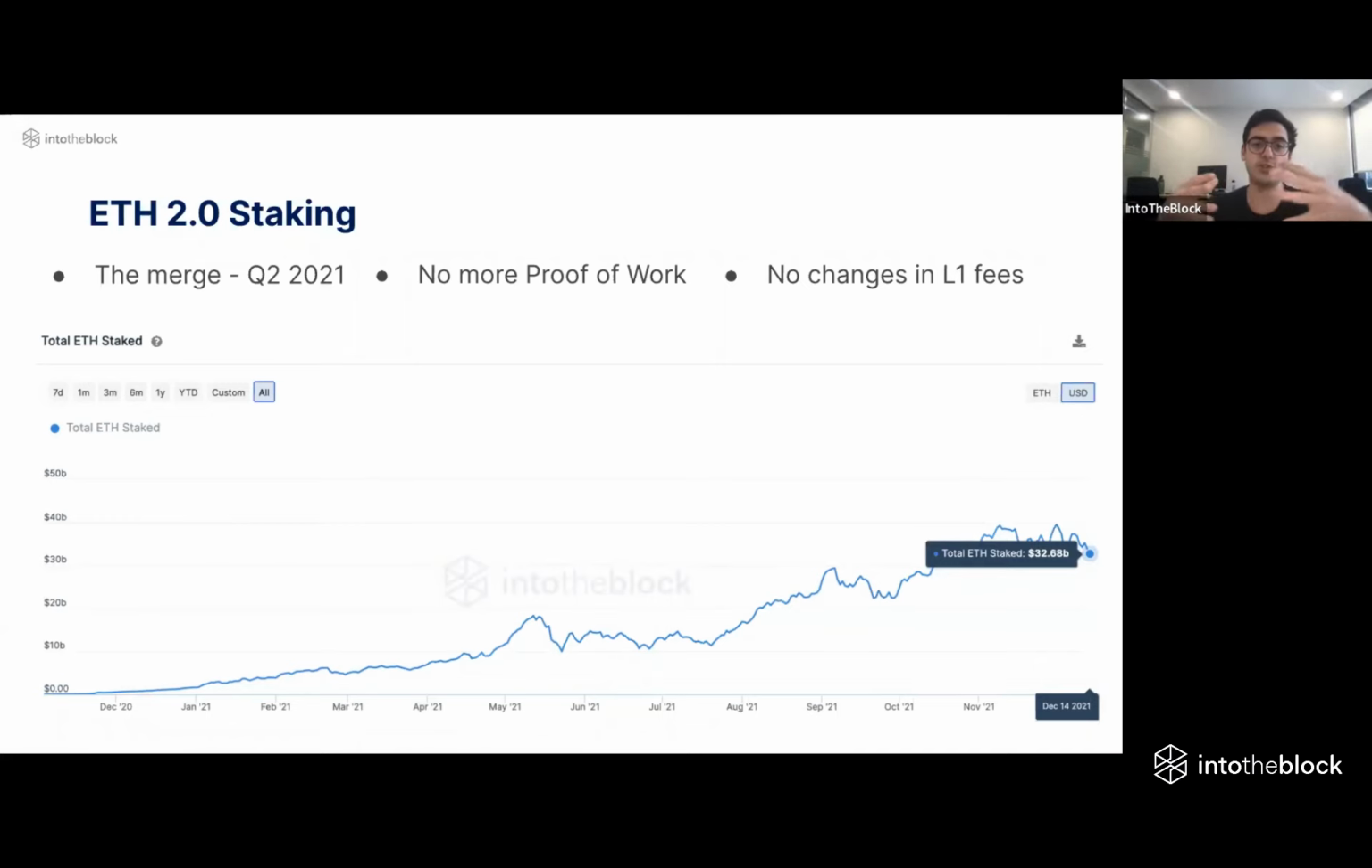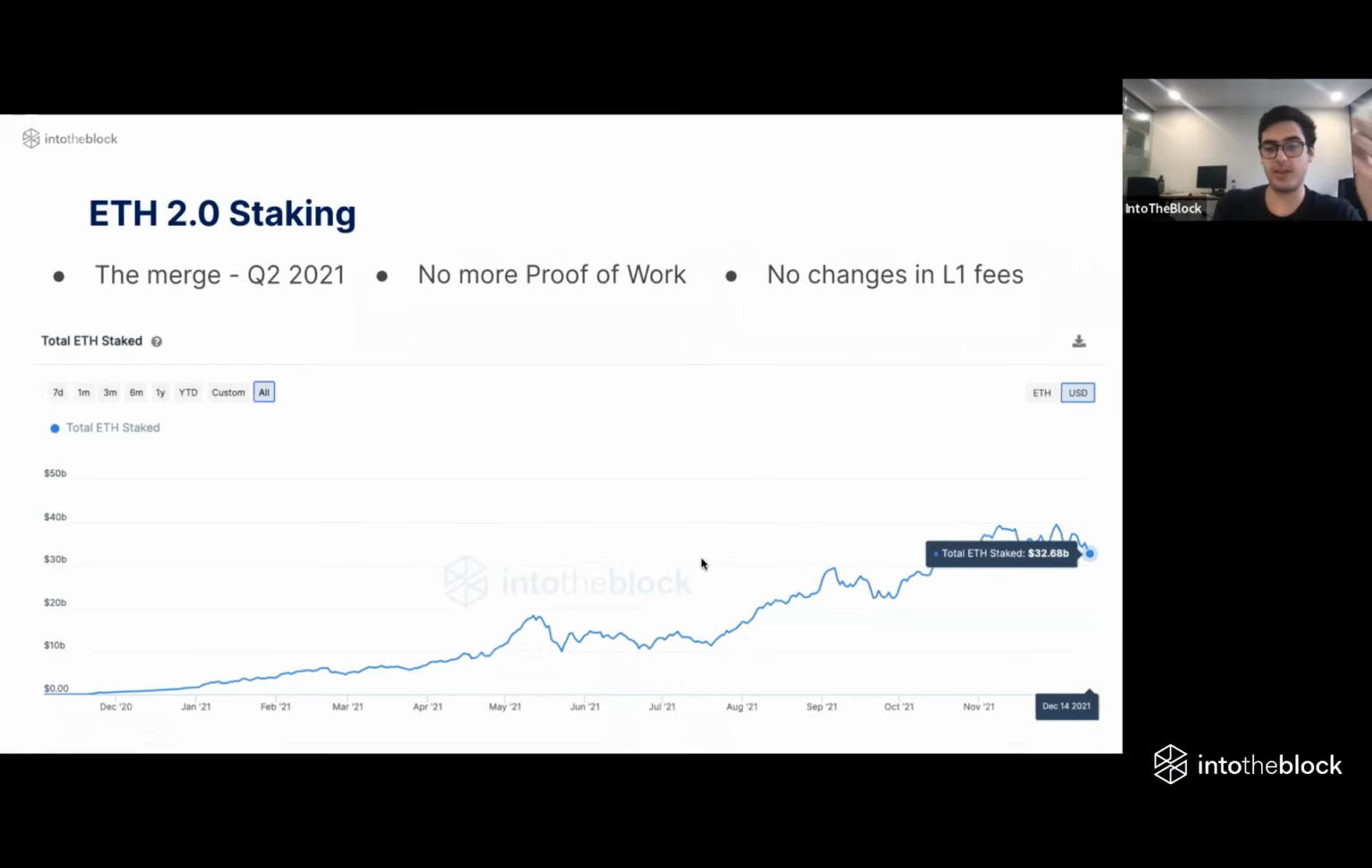So all the applications will now be running on top of the POS chain, and no more mining, no more proof of work, no more electricity consumption. Also, no changes in fees, unfortunately, for layer 1. For lower fees, you will have to look at layer 2 until sharding, at least.